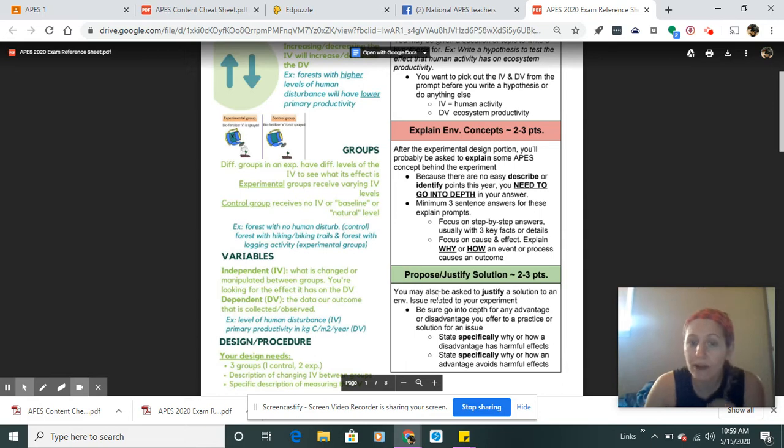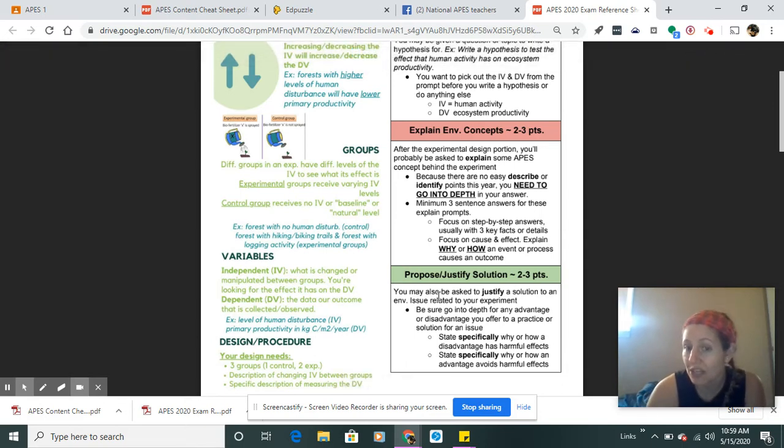The last thing is you have to justify your solution to the issue. And that's in-depth explanations. So why is it harmful, okay? And why or how the advantage avoids these harmful effects. So everything is about being really descriptive.